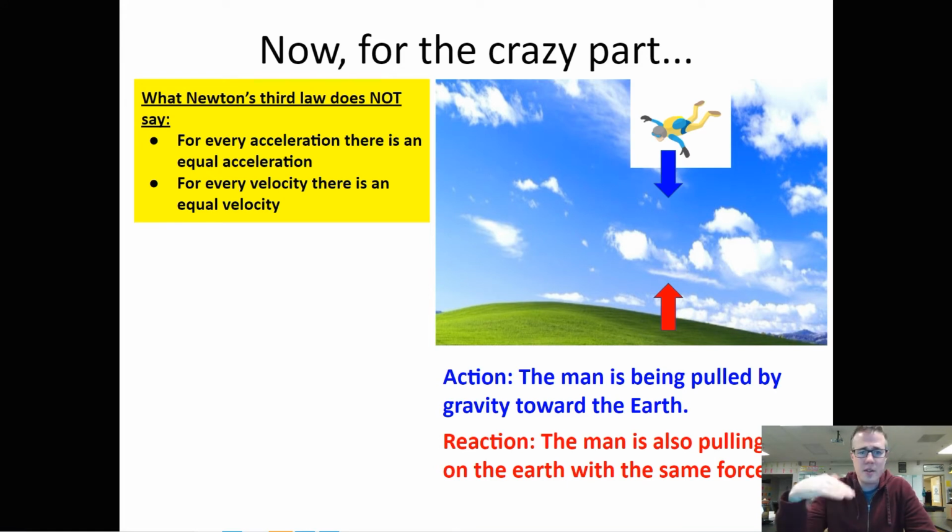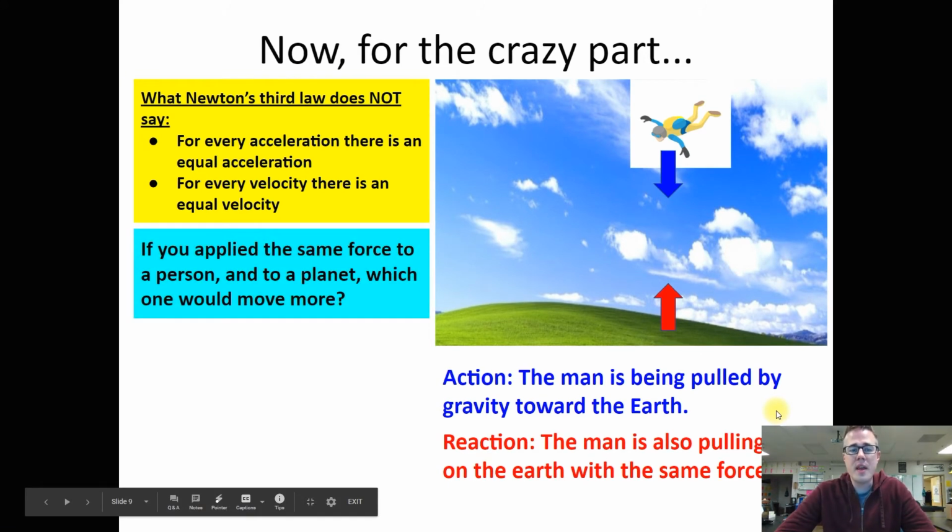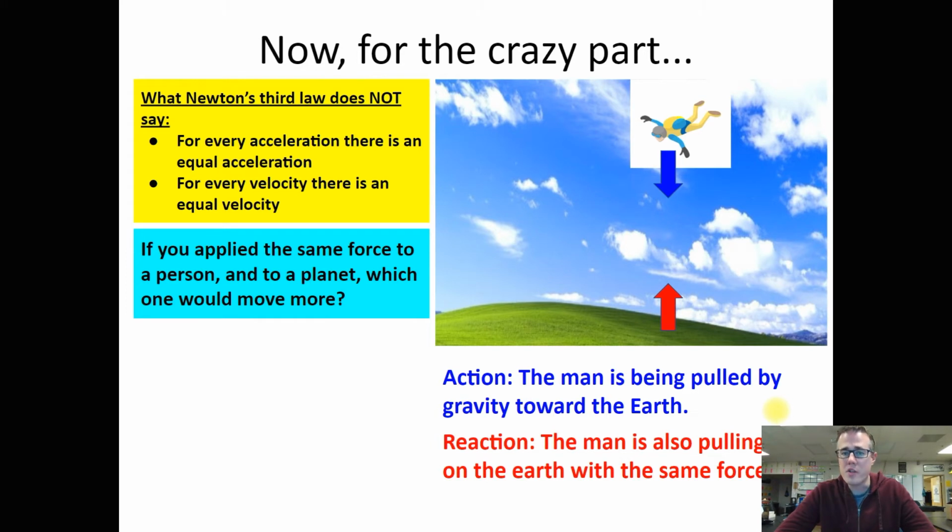It's not about acceleration. It's not about velocity. It's about force. It's a push. So if you applied the same force to a person and to a planet, which one would move more? If you push on yourself with 100 newtons and you push on Earth with 100 newtons, which one's going to move more? Hopefully that feels pretty obvious.